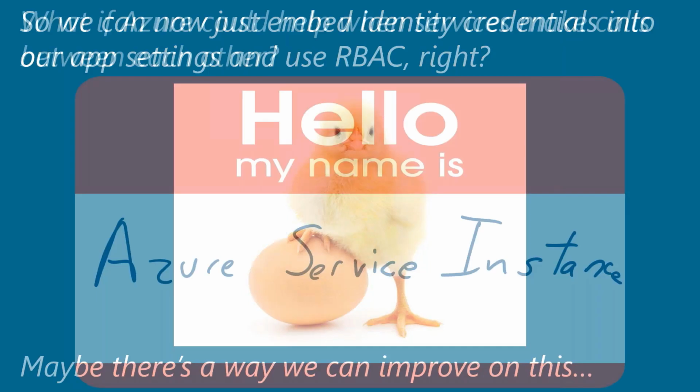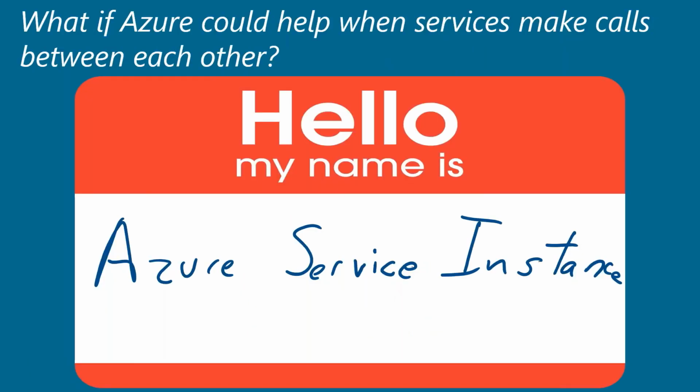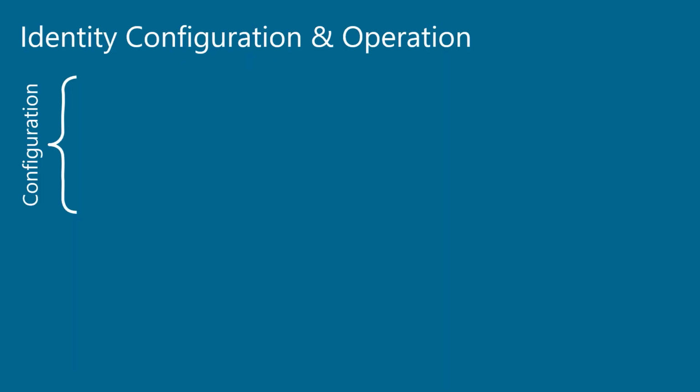So the question is, what if Azure could help us out here? What if Azure could basically slap a name badge on all of its services, and the things that we want to restrict access to could look for that name badge that Azure has issued? So the process would look something like this.